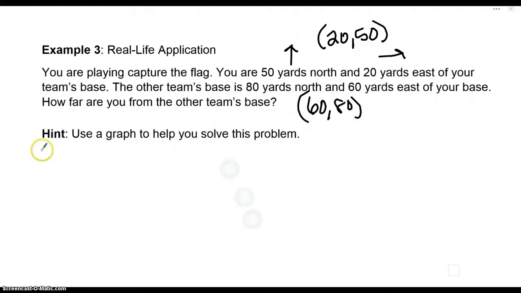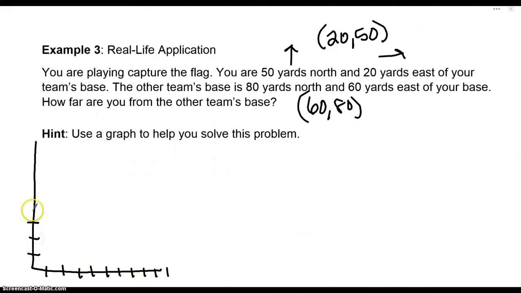Okay, so if we use a graph, we just need the first quadrant, 10, 20, 30, 40, 50, 60, 70, 80, 90, 100, and 10, 20, 30, 40, 50, 60, 70, 80, 90, 100. So this point is 20, 50. That's right there, and the other one is 60, 80. That's right there. So what you're trying to find is this distance.